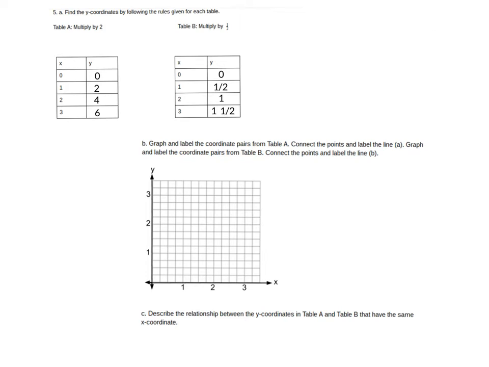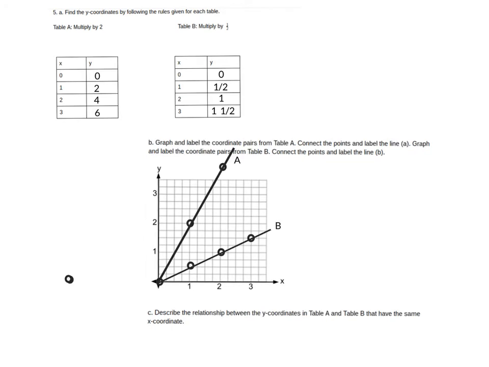Part B wants us to graph and label the coordinate pairs from Table A, connect the points and label the line A, graph and label the coordinate pairs from Table B, connect the points and label the line B. After doing Part B, your graph should look like this. I apologize that you could not finish Table A because the numbers got too large for the table that you were provided.